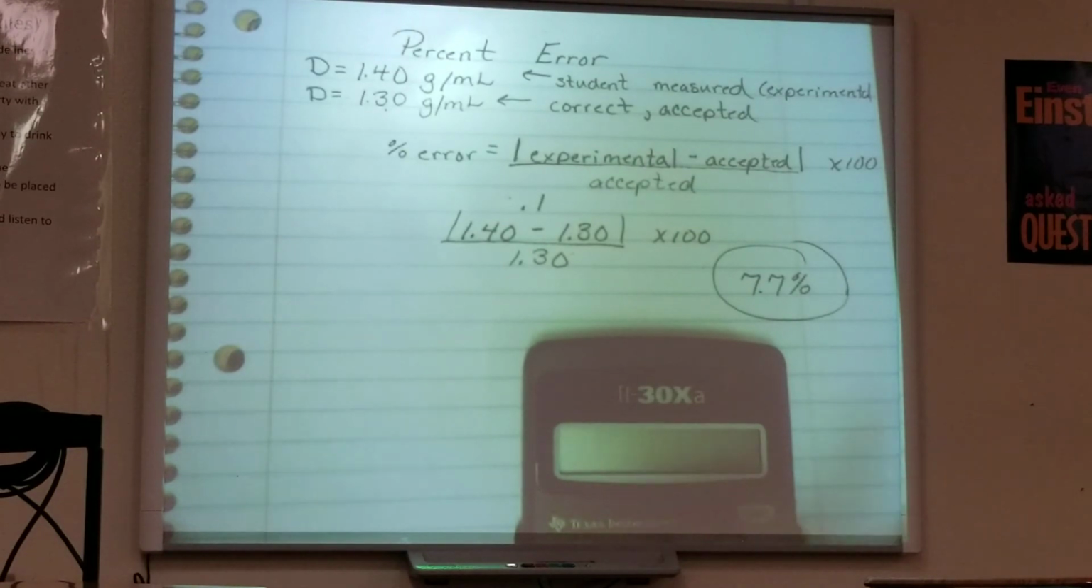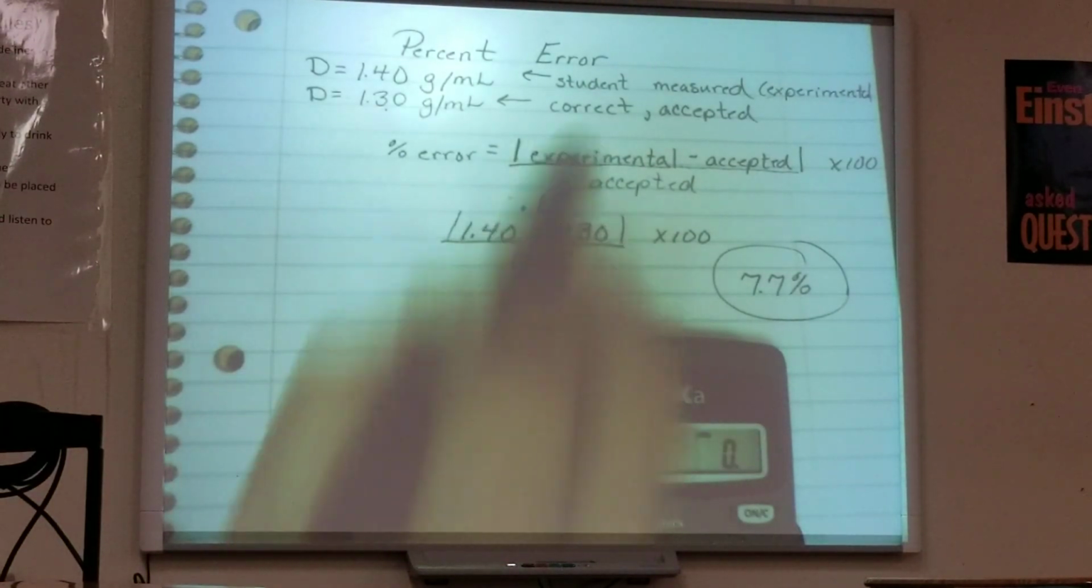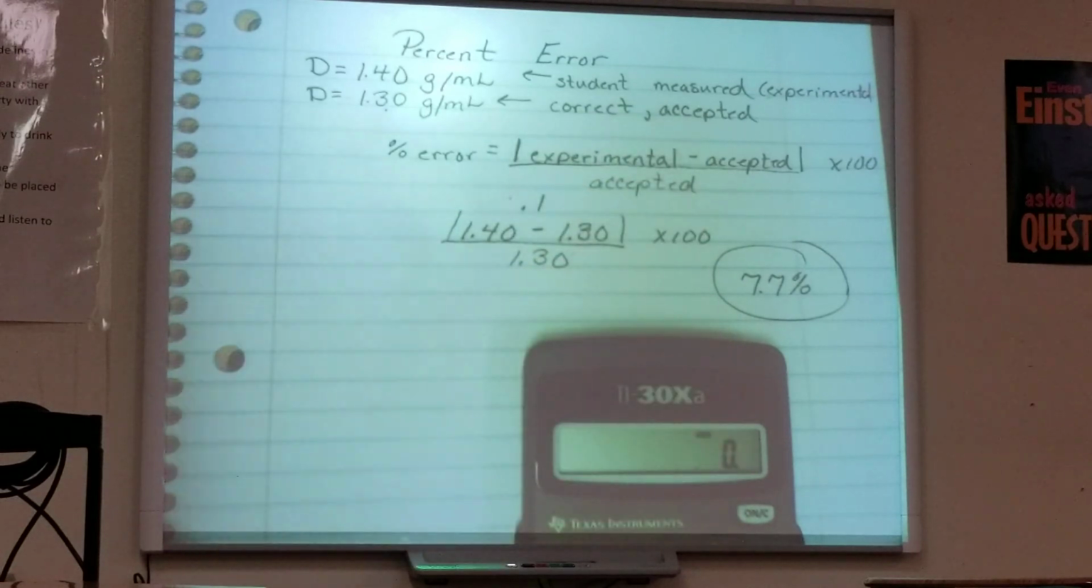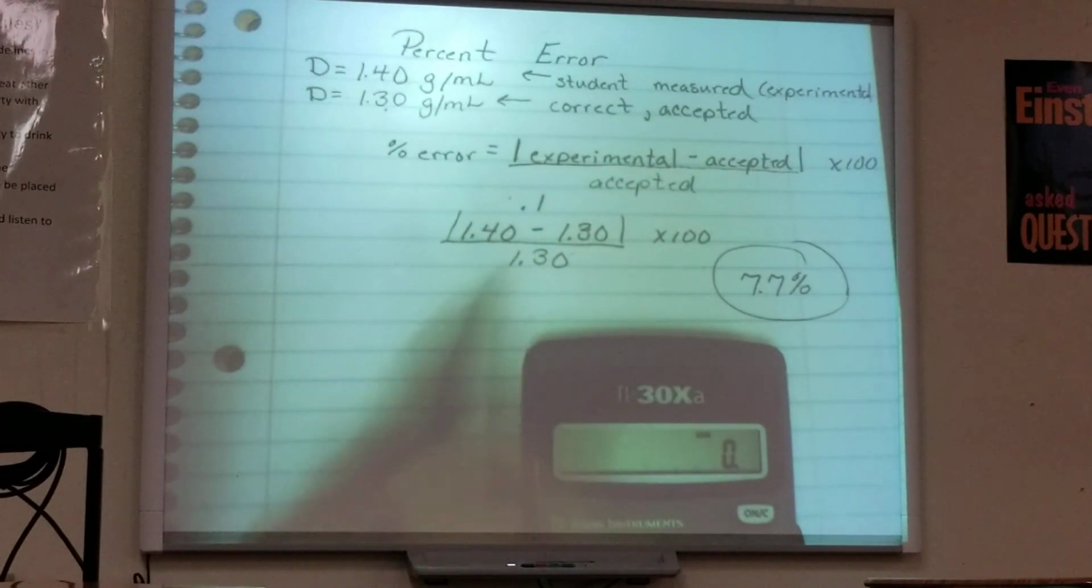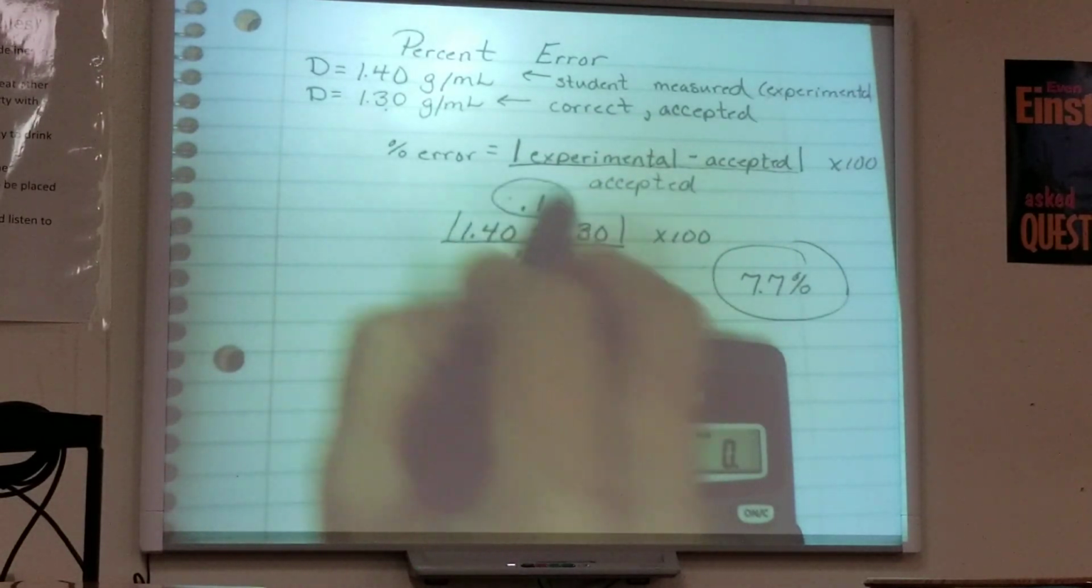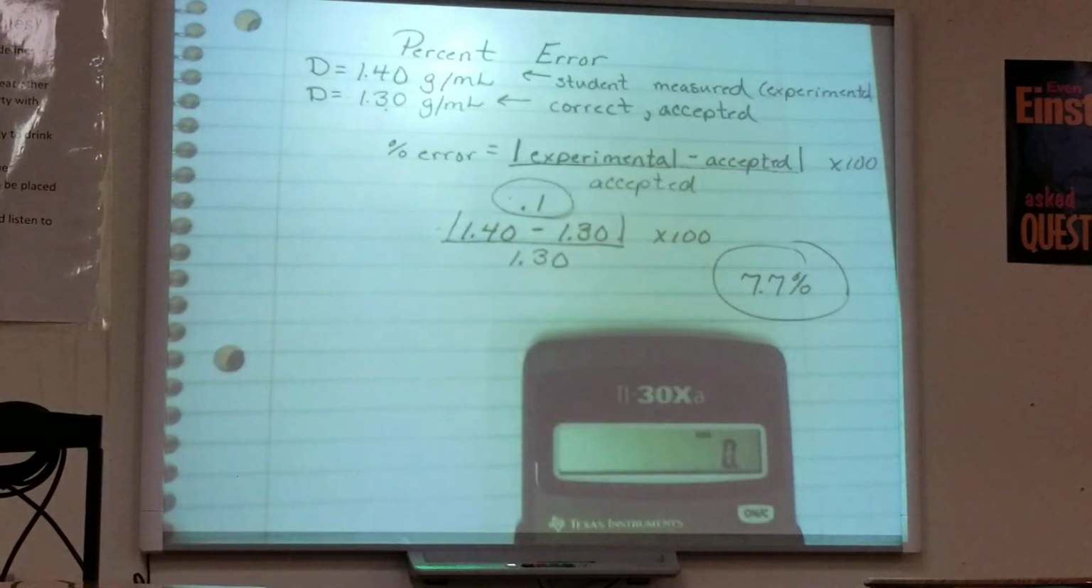Okay, don't forget, do this first, then divide, then multiply by 100. Don't try to stick them all in there together. And if you get a negative number up here, make it positive because of the absolute value.